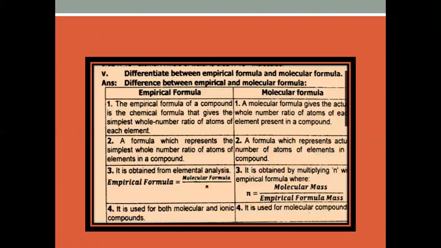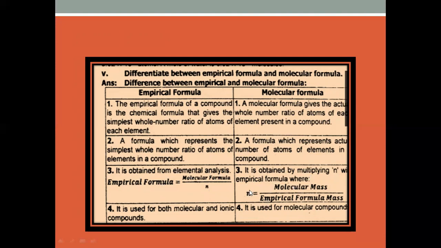Differentiate between empirical formula and molecular formula. There are four differences. The empirical formula for a compound is the chemical formula that gives the simplest whole ratio, and molecular formula gives us the actual whole ratio of all the atoms present in a compound. It is obtained from elemental analysis. I told you elemental analysis, combustion analysis, or we can call it quantitative analysis. And then by using the formula, empirical formula is equal to molecular formula over n, we can find the empirical formula. And molecular formula we can get by multiplying n with empirical formula.